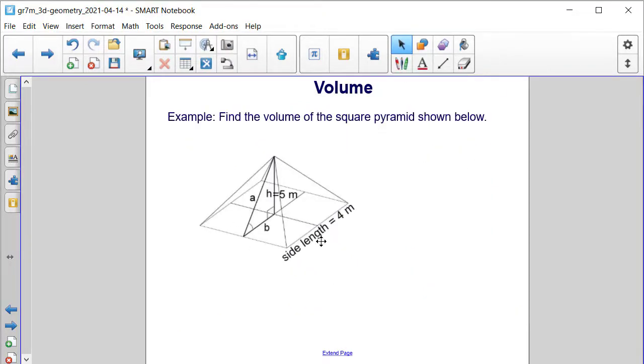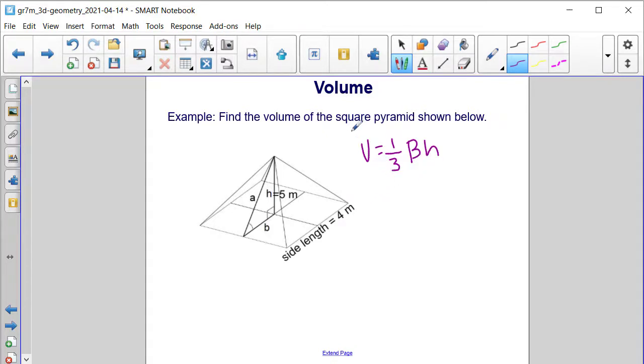Find the volume of the square pyramid shown below. Well, we know that the volume of any pyramid is calculated using the formula 1/3 times the area of the base times our height. Now, because we have a square pyramid, we can rewrite this formula to be 1/3 times the side length squared, because this 4 meters is going to be the same as over here as 4 meters. And then we have our height of the pyramid, which we are told is 5.